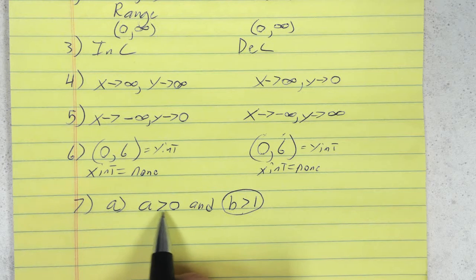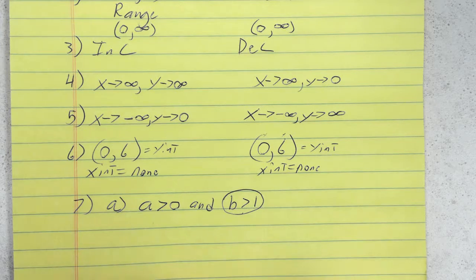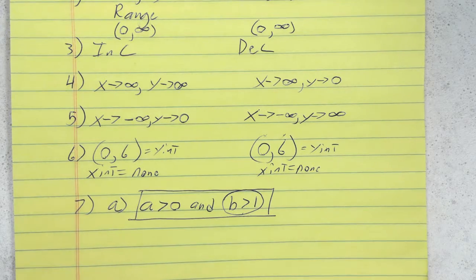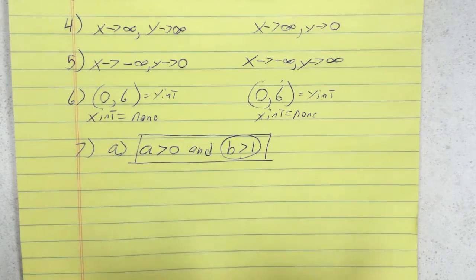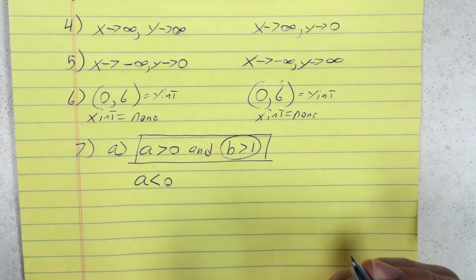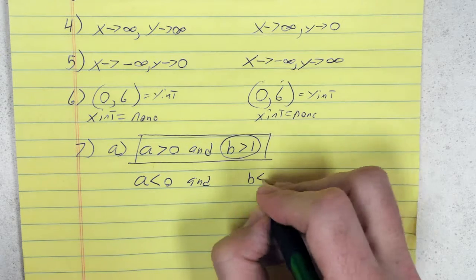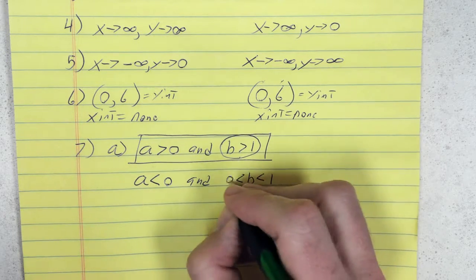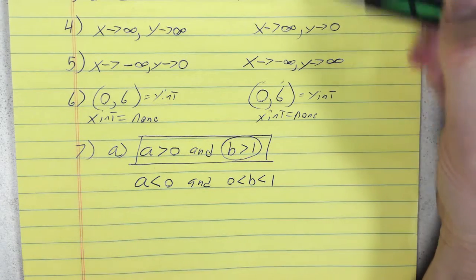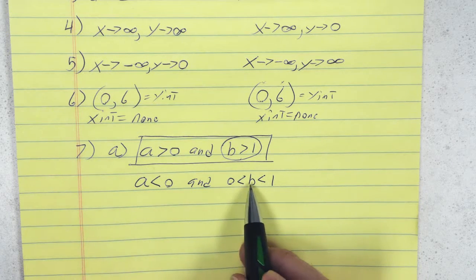So if you have an a that's greater than 0 and a b that's greater than 1, if both of those are true, it's going to increase. That is one way that it will increase. The other way that you can make the graph increasing is when we have an a that is less than 0, so a negative a, and a b that is less than 1 and greater than 0. So this is a fraction or a decimal, like what we had in our example up above, 0.9. So that would be a b that is less than 1 and greater than 0.